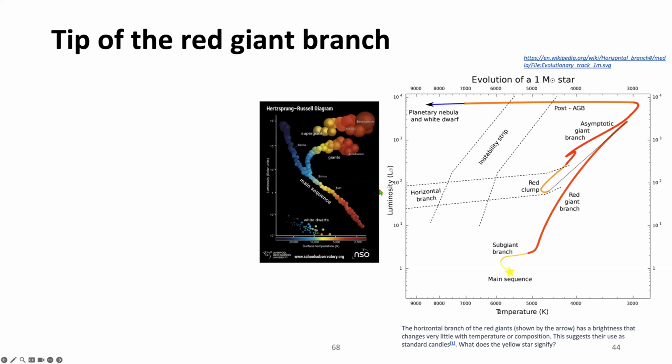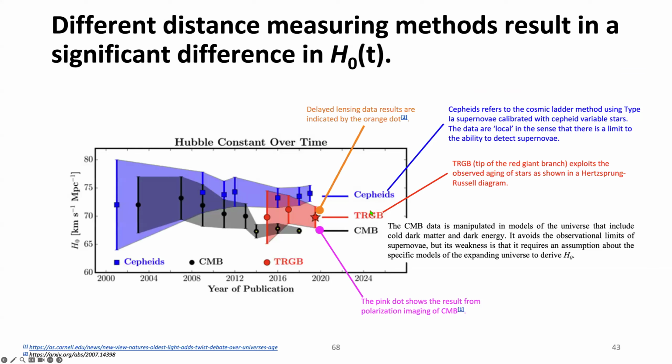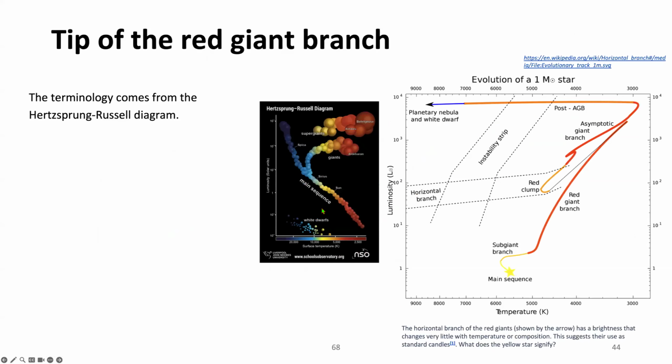So let's just for a second go back. I mentioned Cepheid variables are used to calibrate supernova events. We have the tip of the red giant branch. We have the cosmic microwave background that does not depend on the properties of stars. We just look at the properties of the cosmic microwave background as we did last week, and we can get the age and the Hubble constant from that. Here's delayed lensing. So let's talk about that.